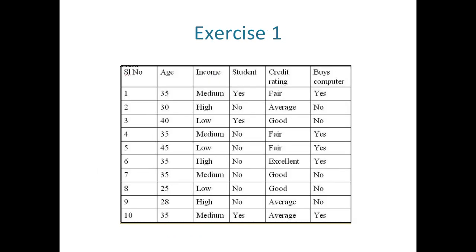Let's see an example. So let's manually do what any software package could do for you. Let's imagine we have this table with different information for different individuals. They might be students or not. We have information about their age, their income, whether they are students or not, their credit rating, and whether they buy a computer or not.